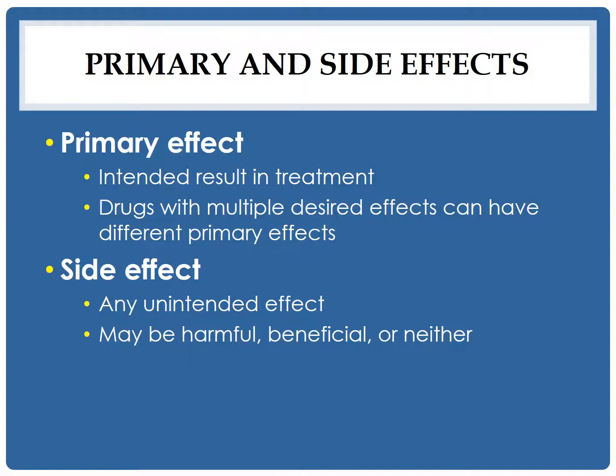A drug's primary effect is the intended effect with treatment. Whatever you're using that drug to treat for, that's its primary effect. Some drugs do have multiple desired effects, and in those cases, the primary effect changes with the intention of treatment. So one example is aspirin, where it can be a pain reliever or a fever reducer, or a blood thinning agent, keep your blood from clotting. So depending on the reason why you're taking aspirin, any of those might be the primary effect. And those other effects would then become side effects.